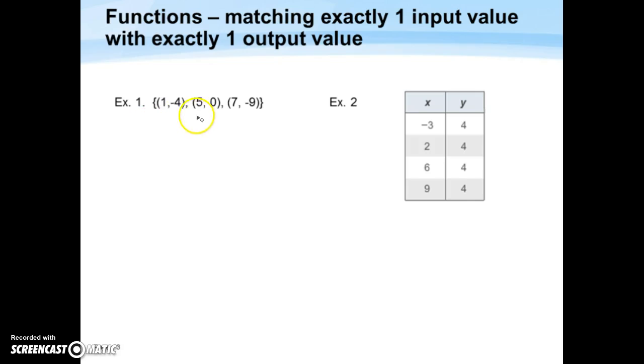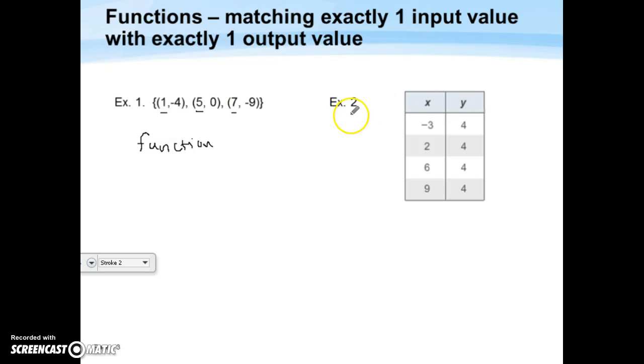In this first example, we have a listing of ordered pairs. And if I look at all of my domain values, all of my x values, I have a 1, a 5, and a 7. They're all different, and they're each matched up with only one range value. So this one is a function. Each x is matched with exactly one y value.